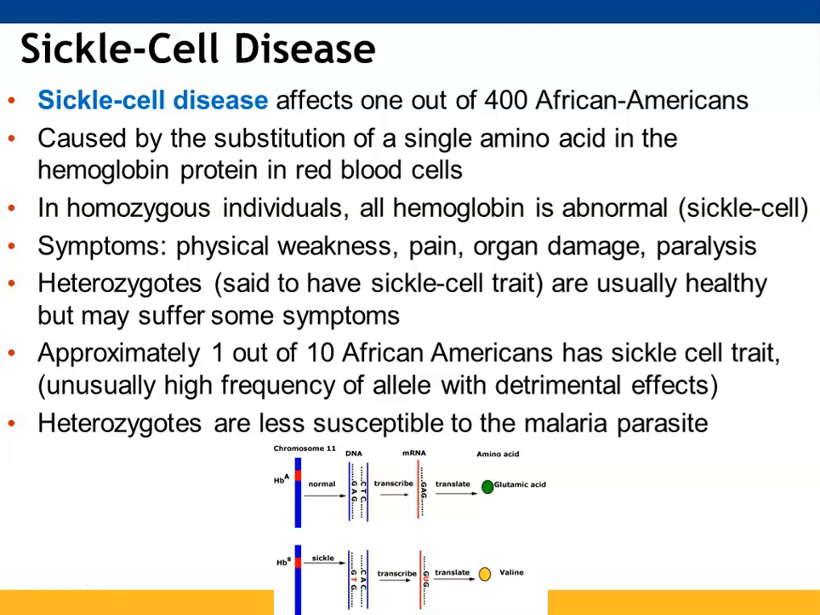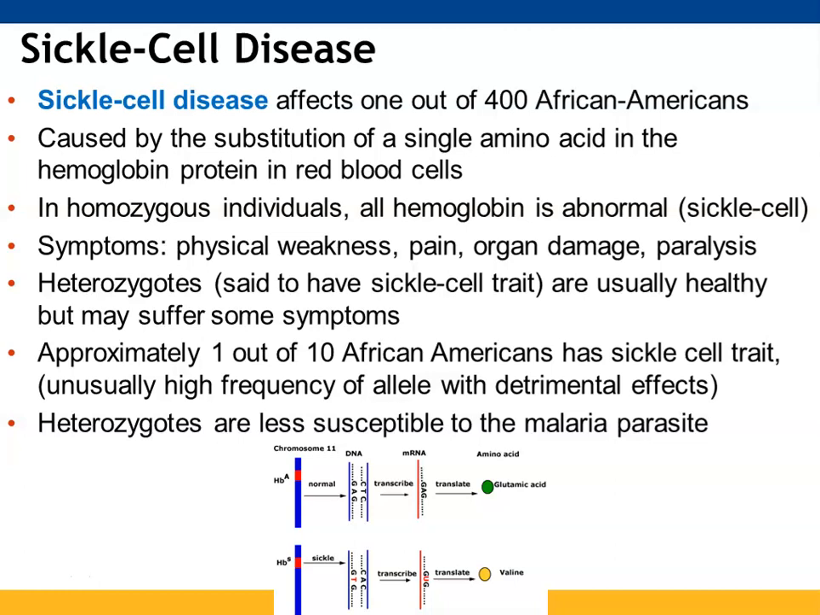I already talked about sickle cell a little bit already. This affects approximately 1 out of 400 African Americans. It is due to a single amino acid that is substituted in the hemoglobin protein. And when you are homozygous for sickle cell, all of your hemoglobin is abnormal. So some physical manifestations of that include organ damage, pain, paralysis, physical weakness. If you are heterozygous, typically you're healthy, but you can have some symptoms.